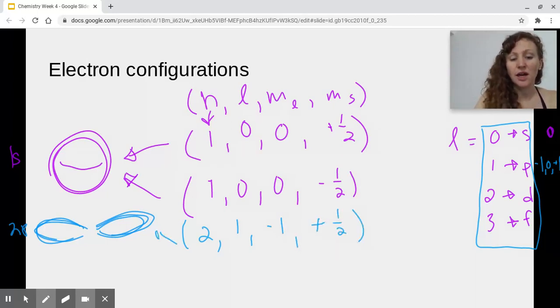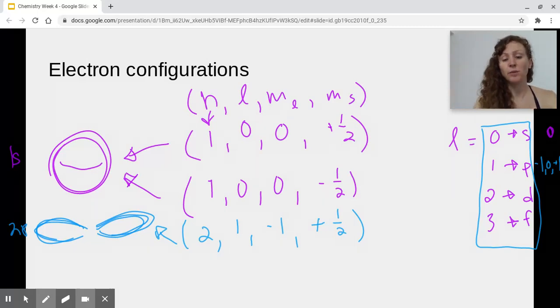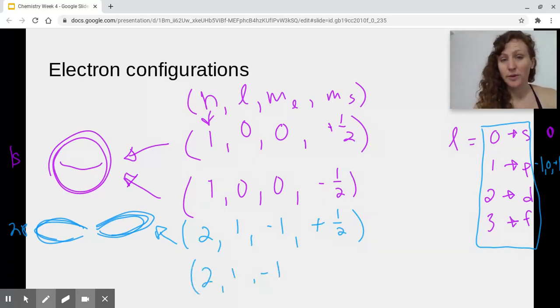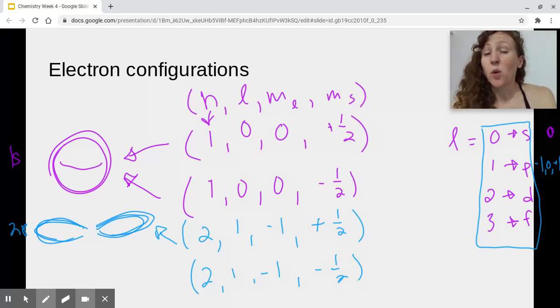That would describe one of the electrons inside that orbital. If you want to describe the other electron inside that same orbital, you would use the exact same quantum numbers to describe the orbital again, and then just give it a negative 1/2 to mean it's the other electron that's spinning the opposite way. Okay, so these are quantum numbers.